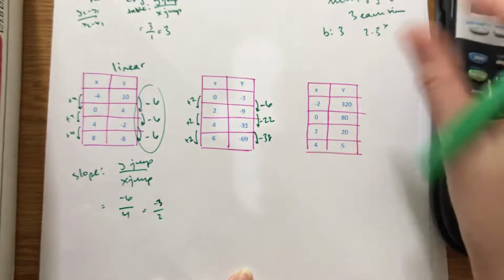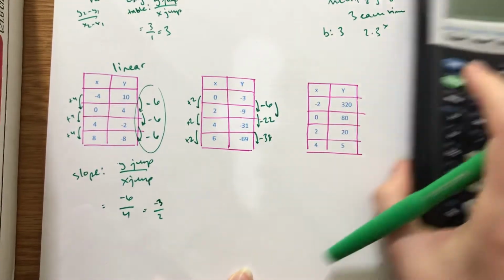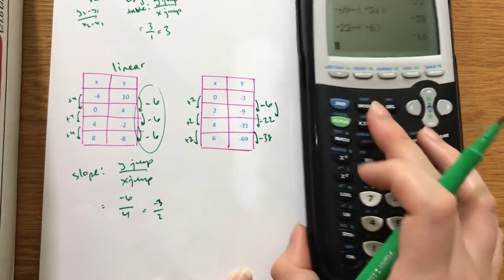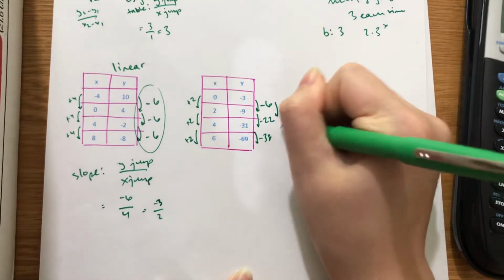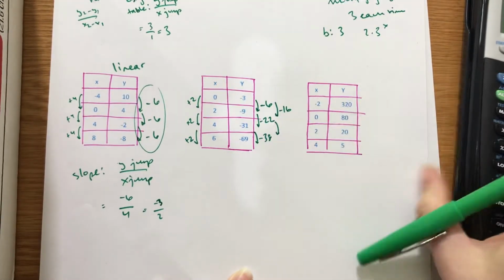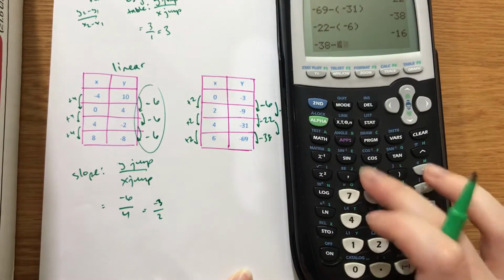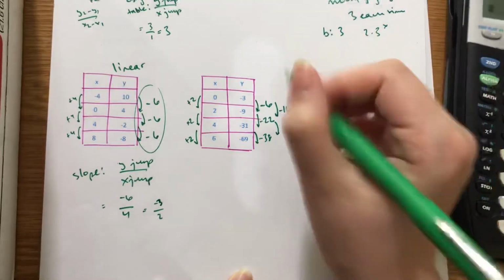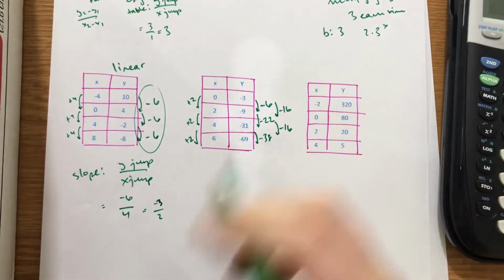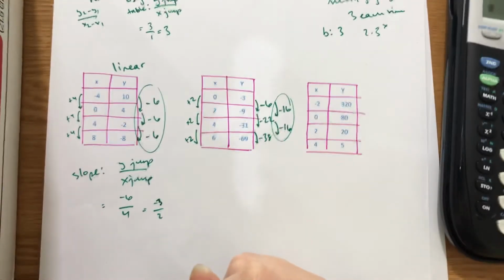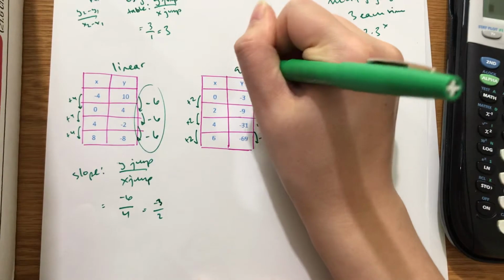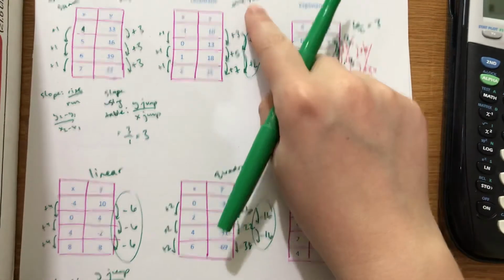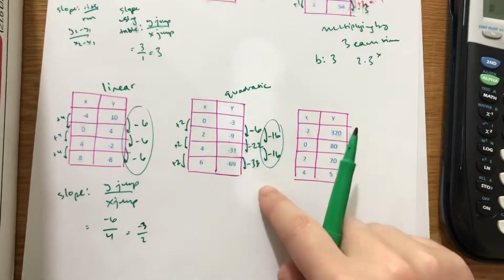Great. Well, let's check the second set. -22 minus -6 is -16. -38 minus -22 is -16. So we subtracted 16 both times. So our second set matches. So that means this is a quadratic. Sweet, because the second set of the y jumps is the same. So that means it's a quadratic.